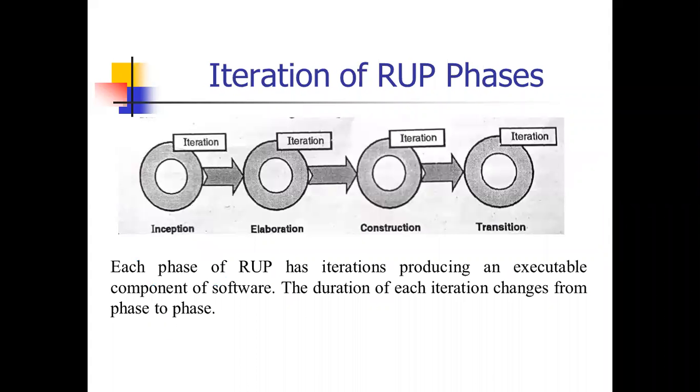Yes, see the phases and iterations of RUP. These are the phases, that is inception, elaboration, construction and transition. Four phases of RUP, and see the iterations here. Iterations at every phase, at the inception phase, and see the continuity between the phases with that iteration. Each phase of RUP has iterations producing an executable component of the software. See the duration of each iteration changes from phase to phase.